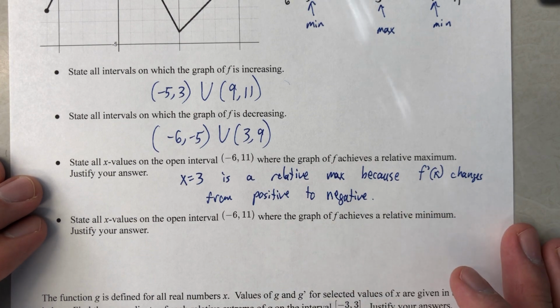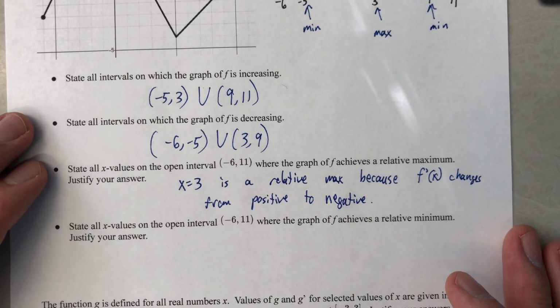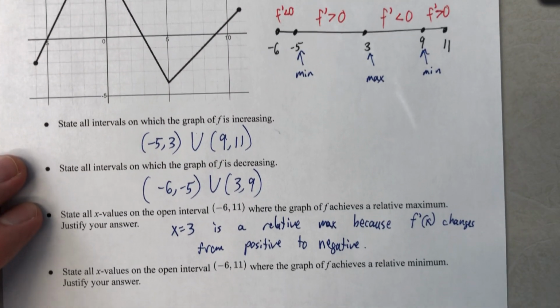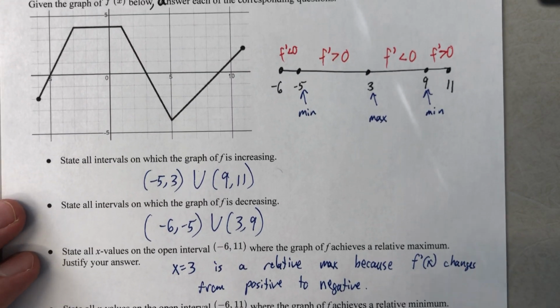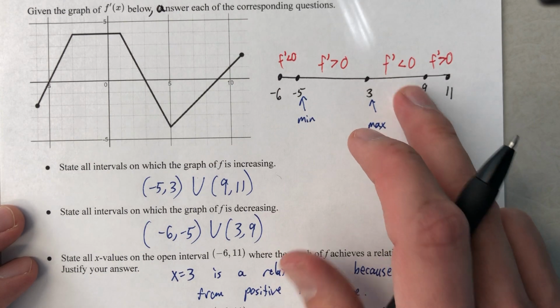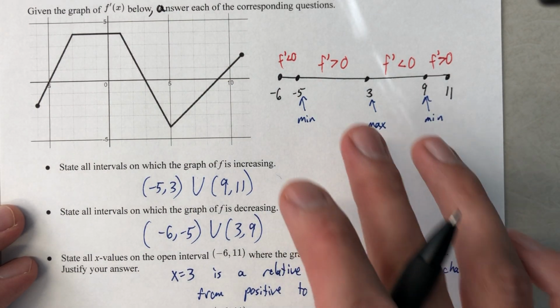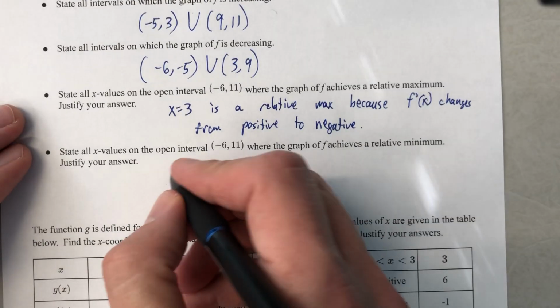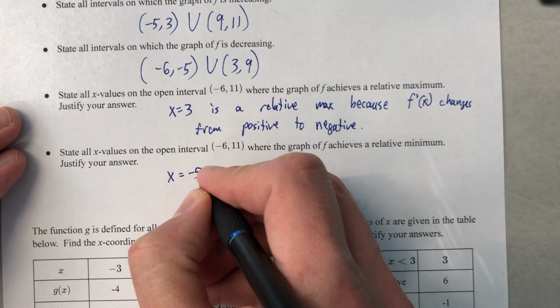Another way of wording it that does not directly address what they gave you, which was the derivative, would be the graph changes from increasing to decreasing. But they didn't tell you that. You implied that based on what they gave you. So use what they gave you. Okay, same idea here. X equals -5 and 9.